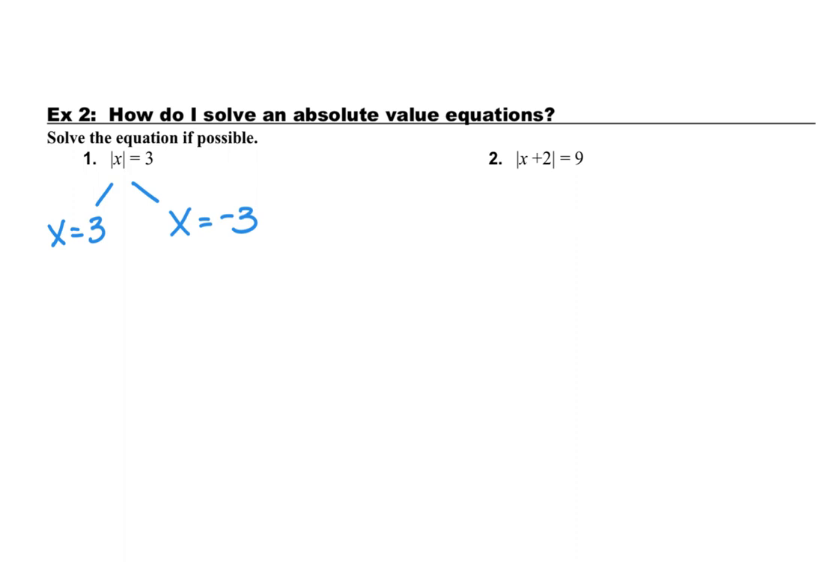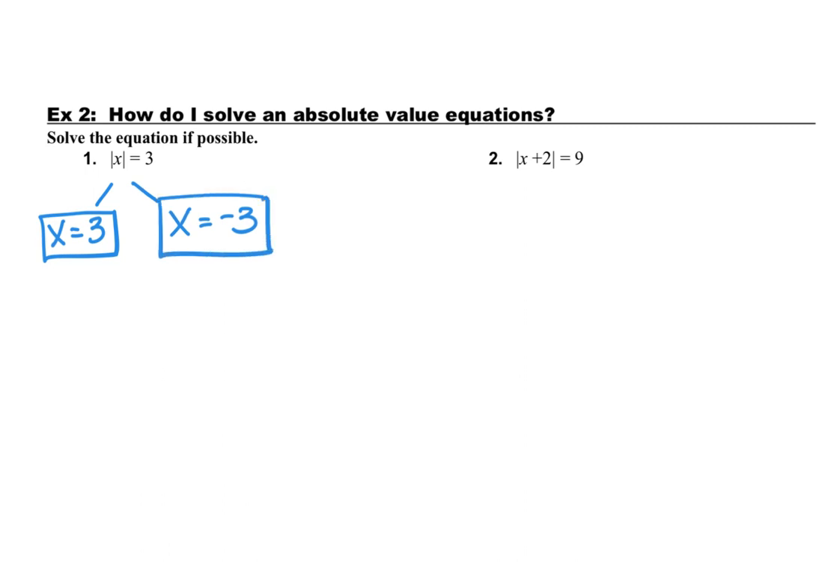Let's talk about that. When you think about what x can be, it can be 3 because the absolute value of 3 is 3. And the absolute value of -3 is also equal to 3. So they're both going to be answers. We have x is equal to 3 and x is equal to -3 for our answers.